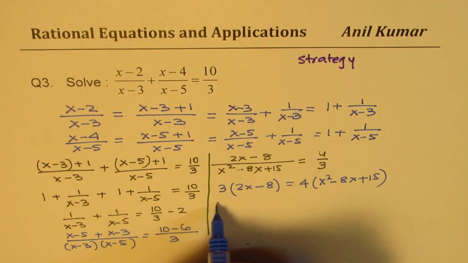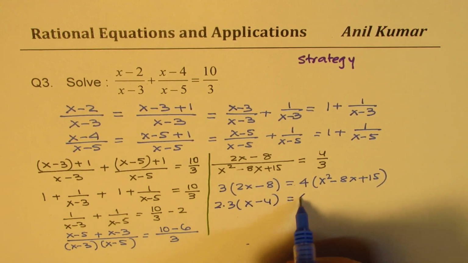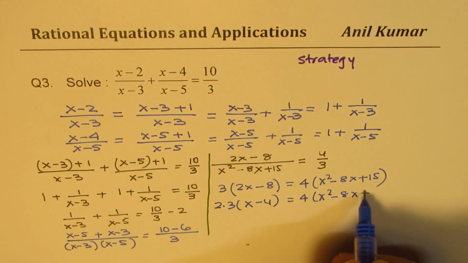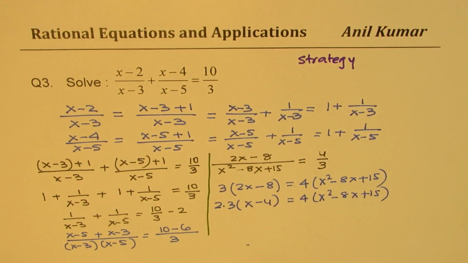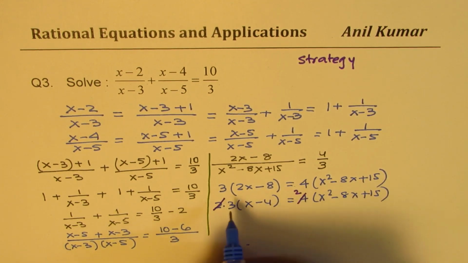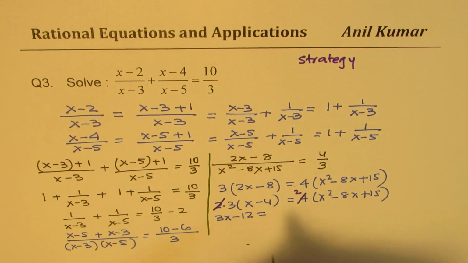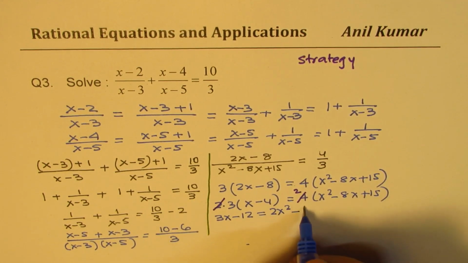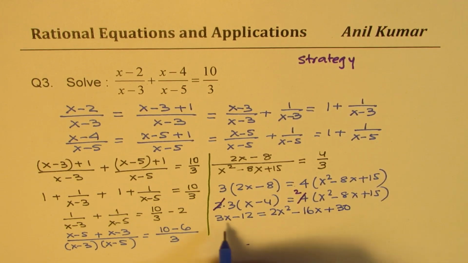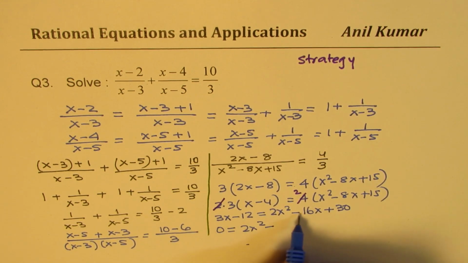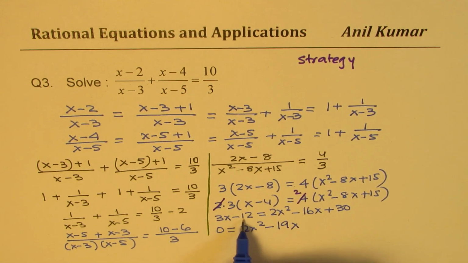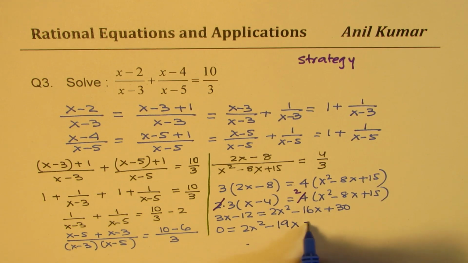let's take 2 outside. So we get 3 times 2 times x minus 4 equals 4 times x square minus 8x plus 15. So we'll simplify this a bit. Dividing 4 by 2, we get 2 here. Now the equation becomes 3x minus 12 equals 2x square minus 16x plus 30. Bringing all the terms together, we get 0 equals 2x square minus 16 minus 3 is minus 19x. And as far as the constant term goes, it becomes 12 plus 30, which is 42.